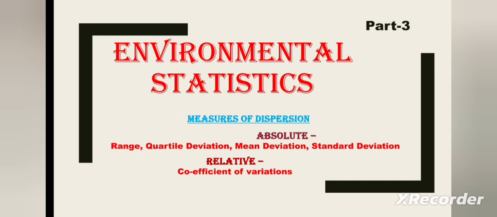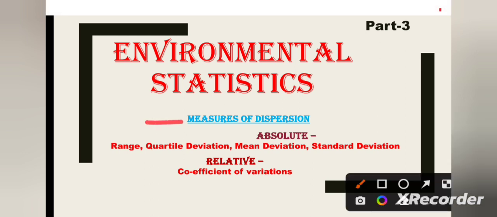This is the third part of environmental statistics in which we are going to know about the measures of dispersion. I have already made the video on the measures of central tendency. In case you haven't seen that video, you can check it from the link given in the description.